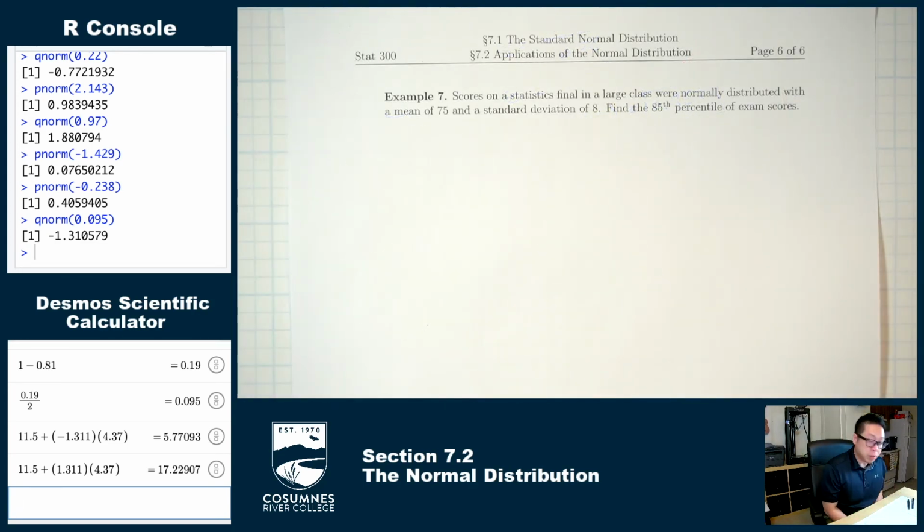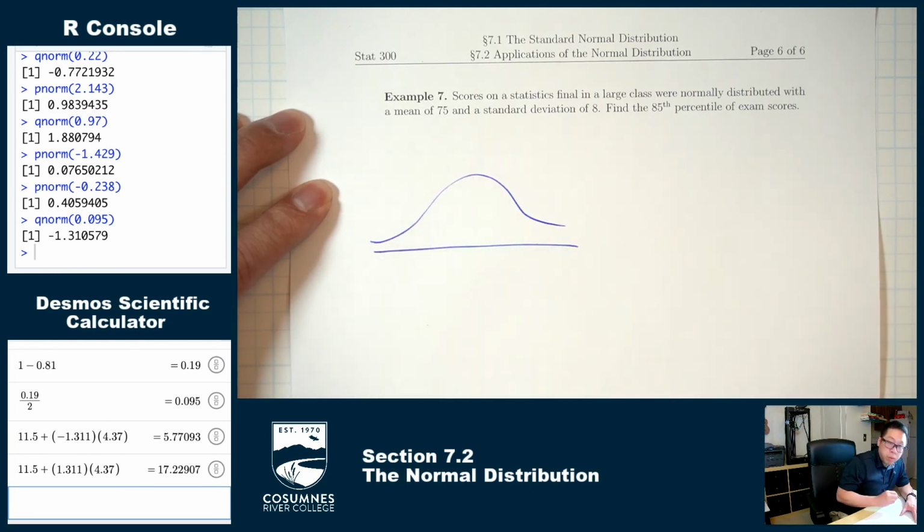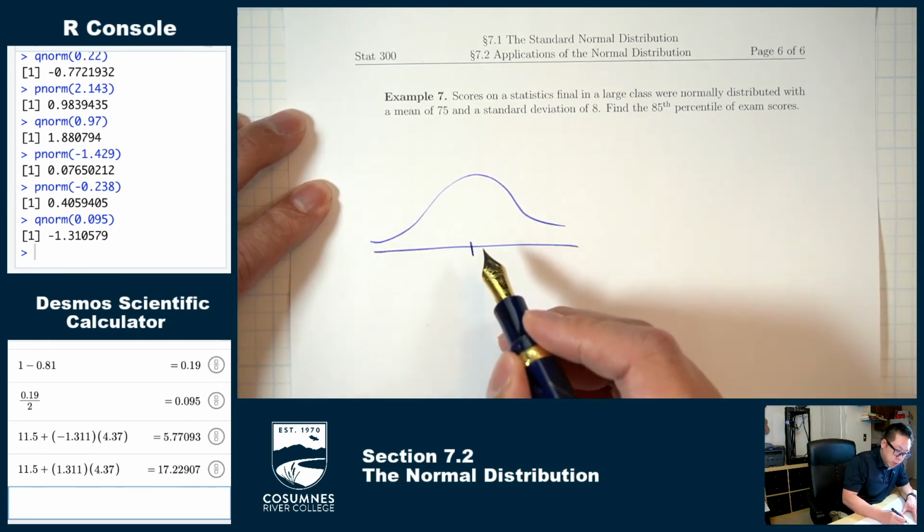Which brings me to example 7. Scores on a statistics final in a large class were normally distributed with a mean of 75 and a standard deviation of 8. Find the 85th percentile of exam scores. Let me draw my picture with the mean in the middle. Our mean here is 75.